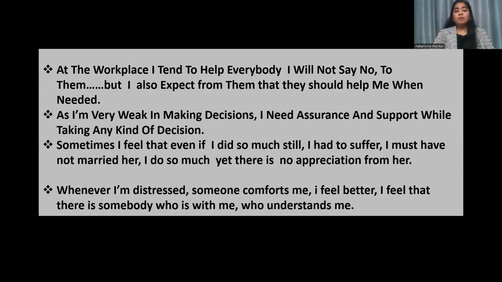So nature wise, the patient used to help everybody. He will never say no to anybody. But I also expect from them that they should help me whenever I need. As I am very weak in making decisions, I need assurance and support while taking any kind of decision. Sometimes I feel that even if I do so much, still I have to suffer. I must not have married her. I do so much, yet there is no appreciation from her. Whenever I am distressed, if someone comforts me, I feel better. I feel that there is somebody who is with me who understands me.